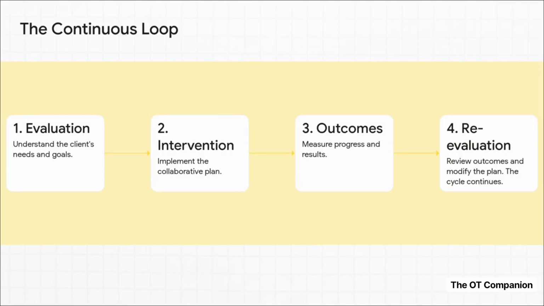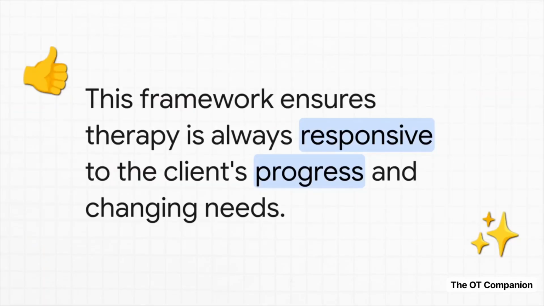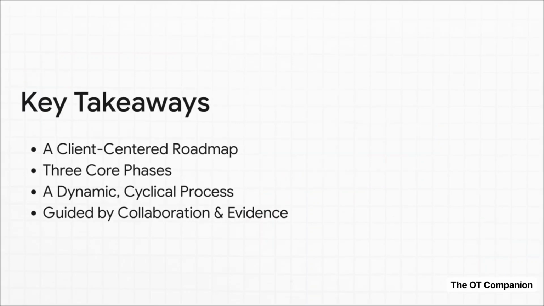In reality, it looks a lot more like this, a continuous loop. Those outcomes we measure, they don't mark the end, they feed directly back into a process of reevaluation. Did Maria successfully pot that plant? Amazing, let's reevaluate and set a new goal. Is she struggling with a step? No problem, let's reevaluate and tweak the intervention. It's a constant cycle of doing, checking, and adapting. And that's the absolute beauty of this framework, because it's a cycle. Therapy is never static. It's always responsive, always perfectly in tune with the client's real-time progress, their shifting priorities, and their evolving needs.